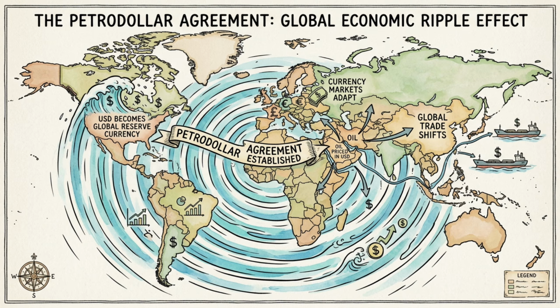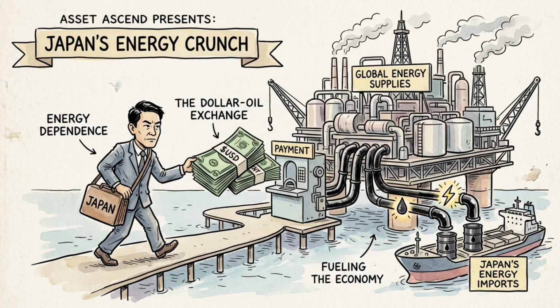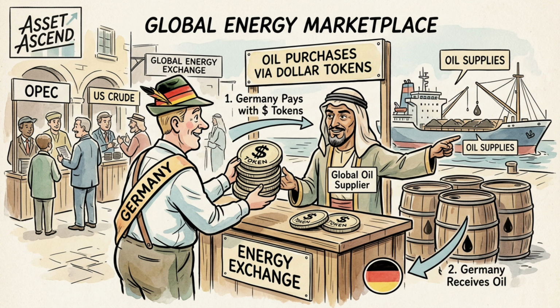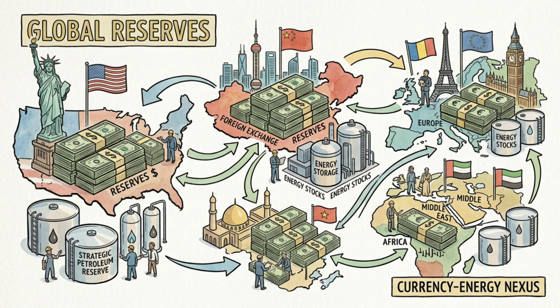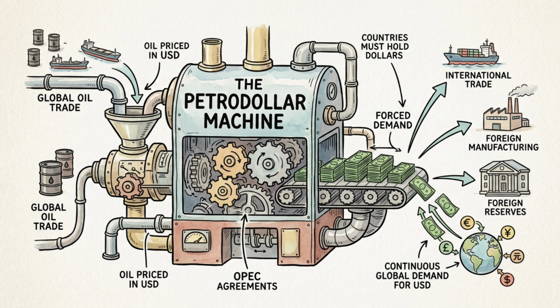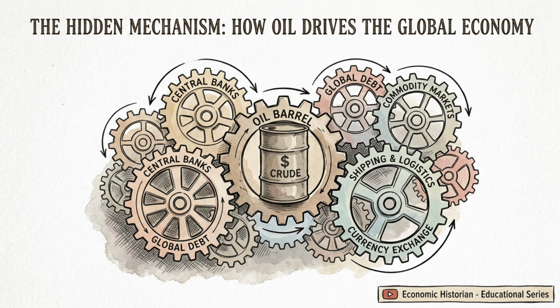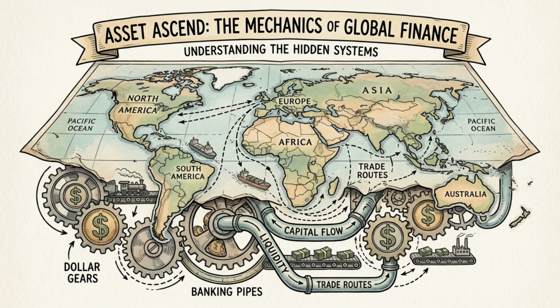The consequences were enormous. If Japan wanted oil, it needed dollars. If Germany wanted oil, it needed dollars. If India wanted oil, it needed dollars. Suddenly, every country had a reason to hold large reserves of U.S. currency. This system became known as the petrodollar, and it created a constant global demand for dollars, even though those dollars were no longer backed by gold. But oil was only part of the story. A much larger mechanism was quietly developing. The hidden machine.